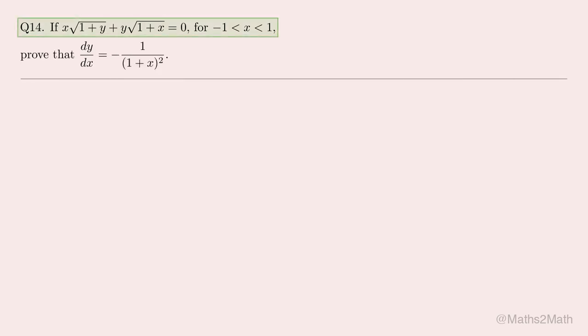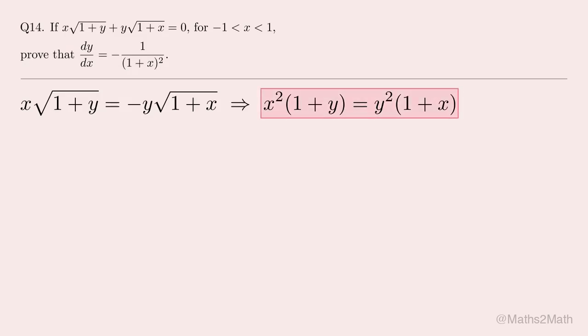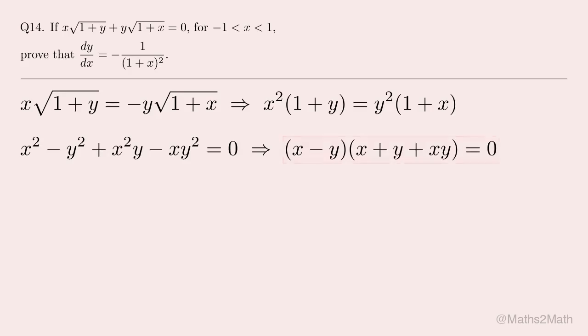Question 14. A symmetric relation in x and y under square roots with a target derivative. Isolate, square, and factor. Y emerges as an explicit function of x. Move one term across and square both sides. Rearrange and factor the difference of squares plus the mixed term.